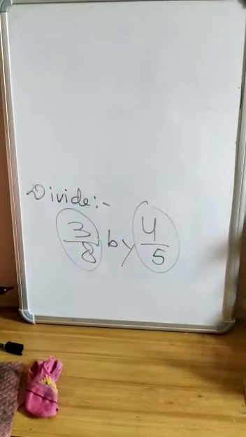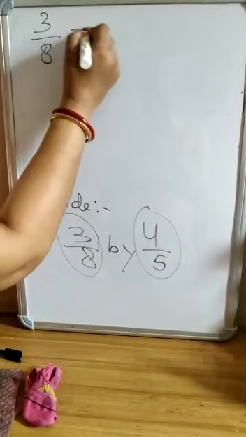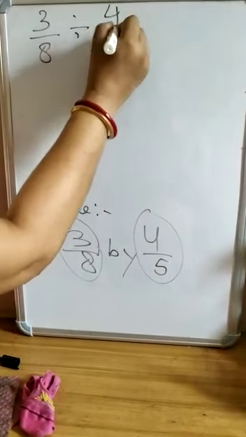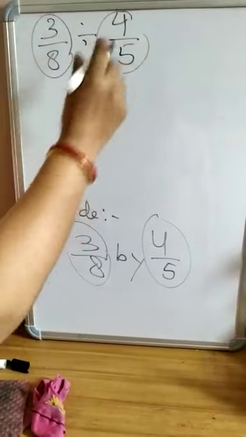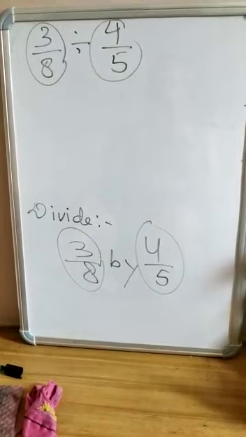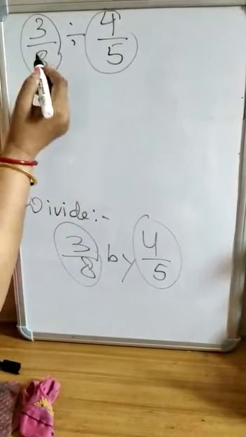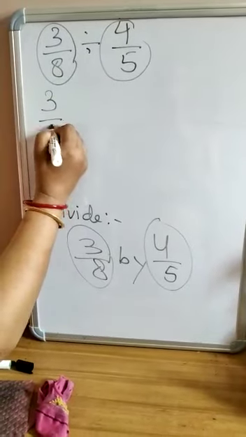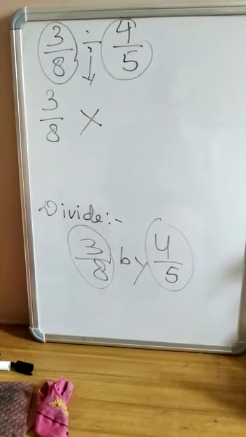Now here, what is dividend? 3 by 8 is a dividend and it is divided by 4 by 5. Here 3 by 8 is a dividend and 4 by 5 is a divisor. Now, first step, write down the dividend as it is. Now, this division sign is changed with the multiplication sign.